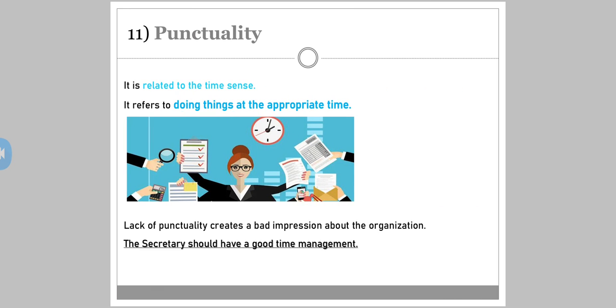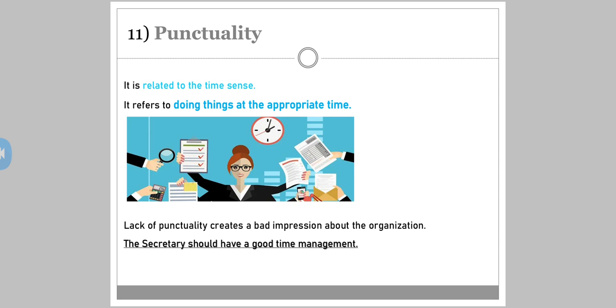Apart from that, coming to the 11th one is punctuality. Now see, this quality, apart from being important for a secretary, is very important for everyone, being punctual, right? Punctuality is related to time sense. Being punctual means being on time. So it refers to doing things at the appropriate time. This is a quality the secretary should possess: knowing what work is to be done and when.